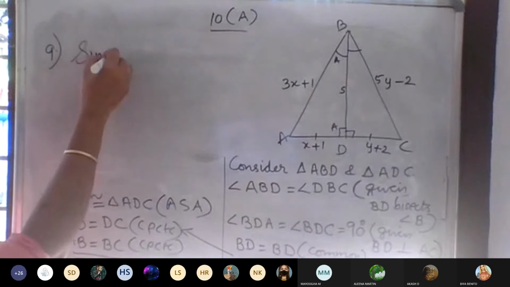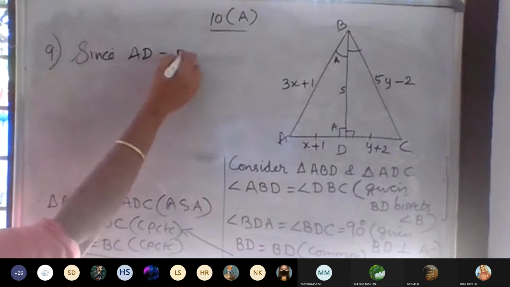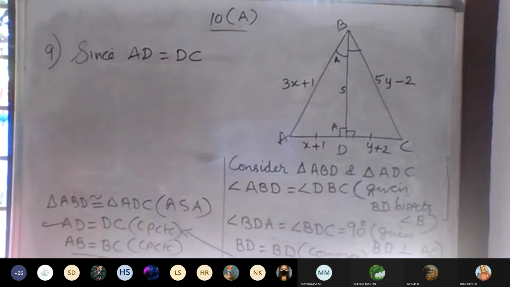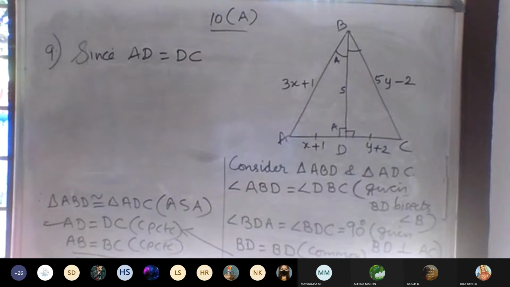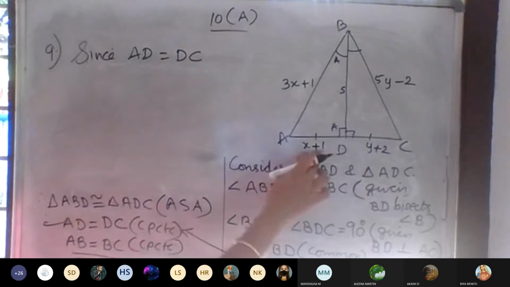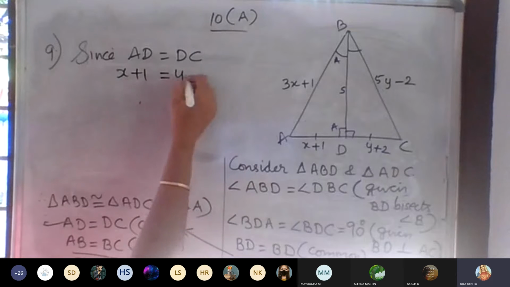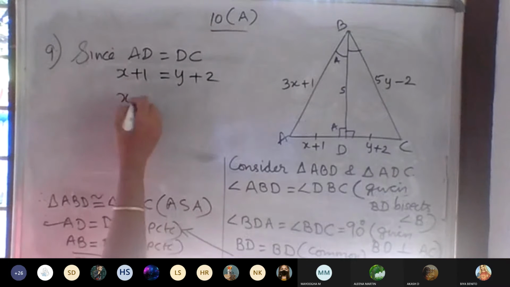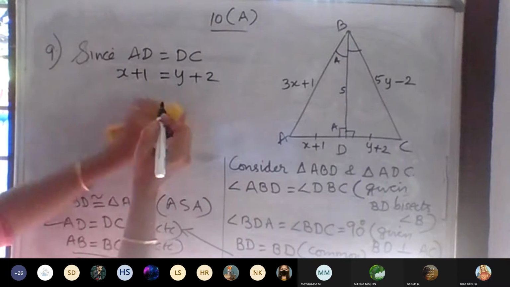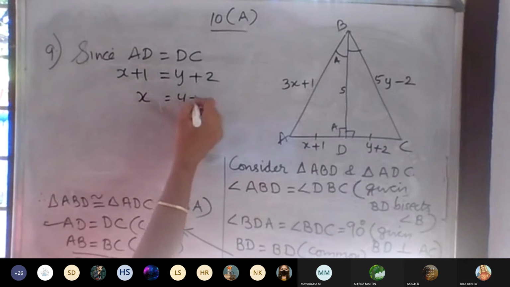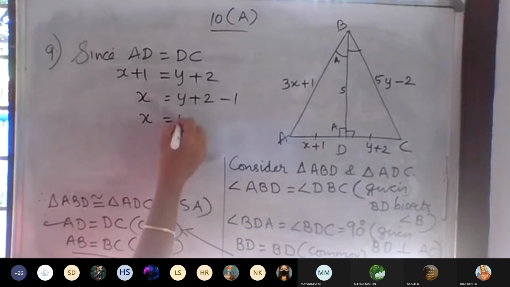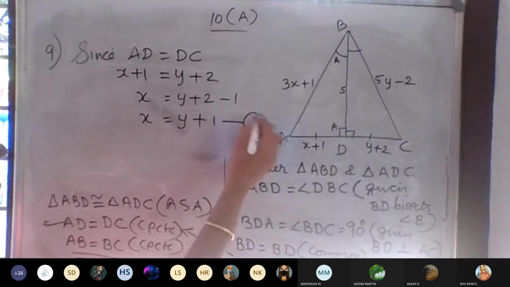So what we can write? Since AD is equal to DC, what we can write? AD is equal to DC. AD value is what? x plus 1. DC is y plus 2. Same only we will get. So x is equal to y plus 2 minus 1. That is x is equal to y plus 1. That is equation number 1.